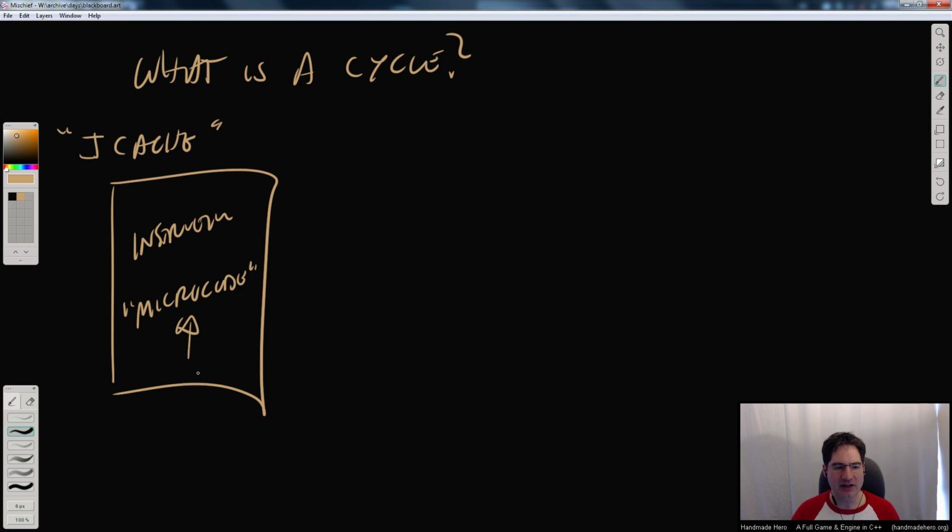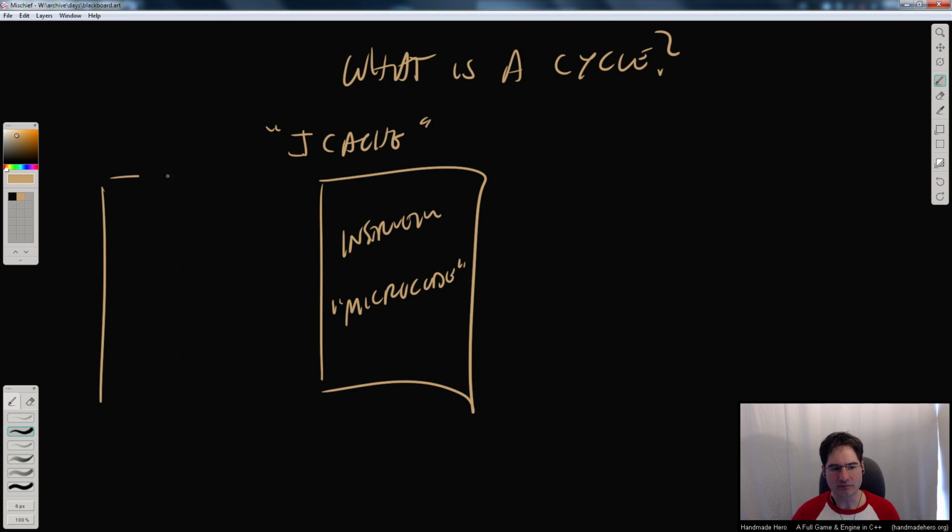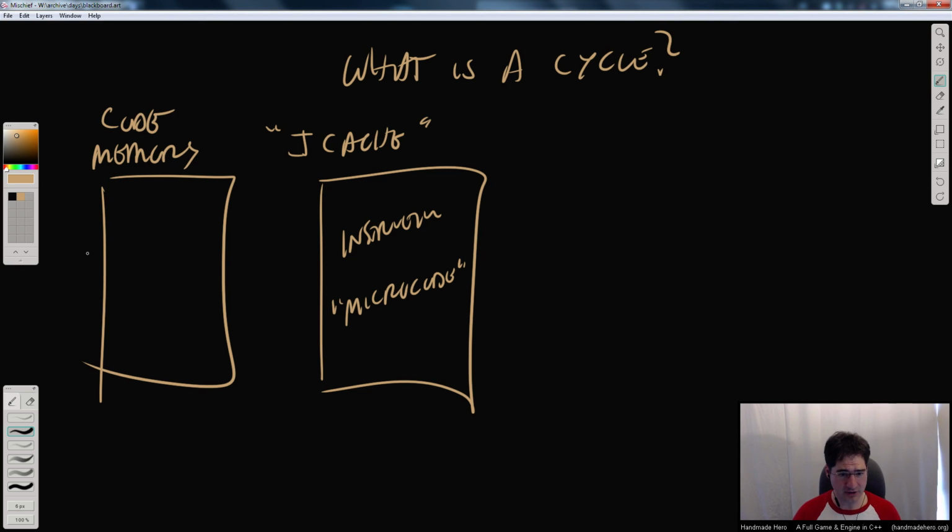So really, there's essentially two things. This is like the memory where our code lives. There's instructions here, and there's instructions here. And when they get loaded, it's actually load and decode, right?